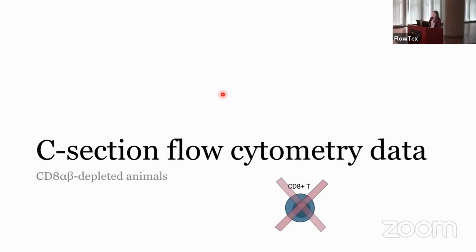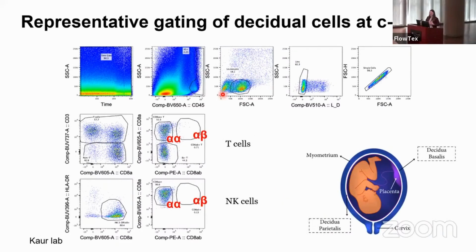So what happened at the maternal fetal interface? This is gating at the decidua. I'll come back here and mention that the decidua is, in pregnancy, when the endometrium undergoes decidualization. As the embryo invades the uterine wall and develops the placenta, that's the maternal tissue of the placenta, which is rich in immune cells. So we have time, CD45, forward size scatter, live/dead, single cells.